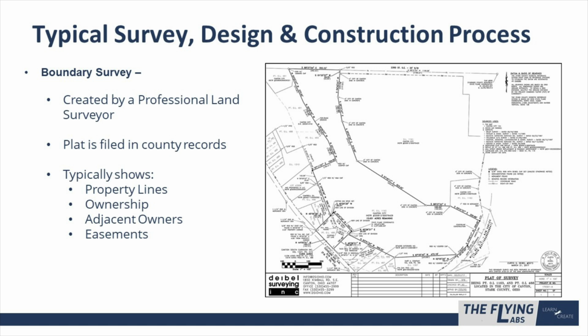Also easements. There might be some easements on here, such as a utility easement or an underground sewer line easement. In those cases, most things cannot be constructed on that easement unless you get a variance or some type of change in the record.